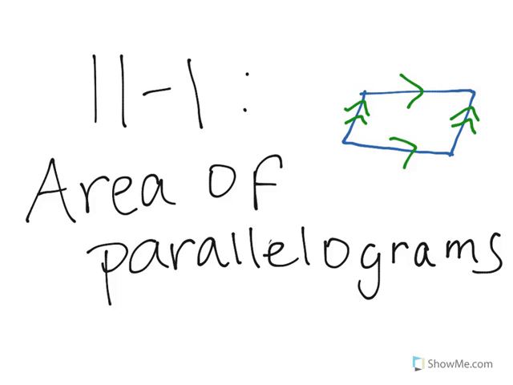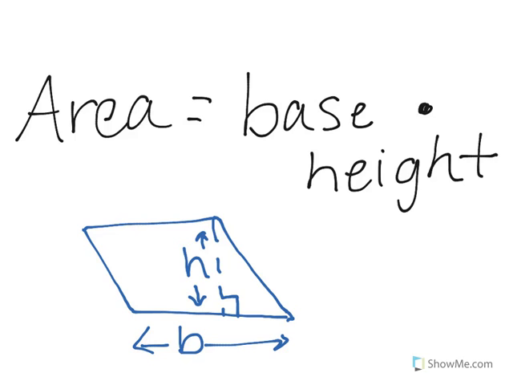Those are just lines saying that they're parallel. In this lesson, we're going to be finding the area of these parallelograms. So far we've just done area of a square, so this time we're going to find the area of a parallelogram. The area of a parallelogram is the base times the height. In the picture here, our height is this length right here, and our base is this length right here. So we're going to multiply our base times our height.